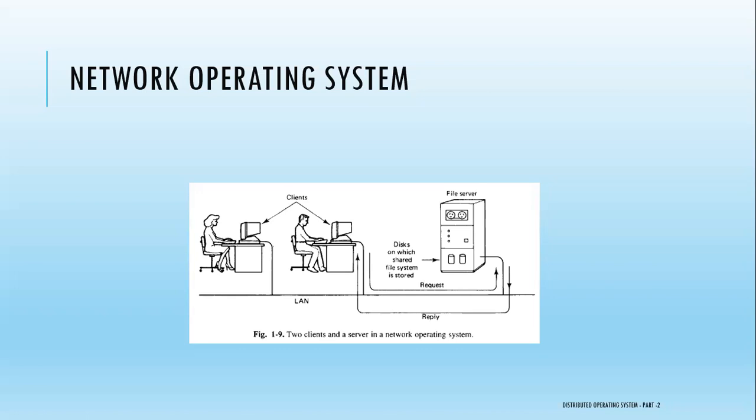An example of a network operating system with two clients and a server is shown in this diagram. One approach is to provide a shared global file system accessible from all the workstations. The file system is supported by one or more machines called file servers. The file servers accept requests from user programs running on the other machines, called clients, to read and write files. Each incoming request is examined and executed and the reply is sent back. That is shown in this diagram.